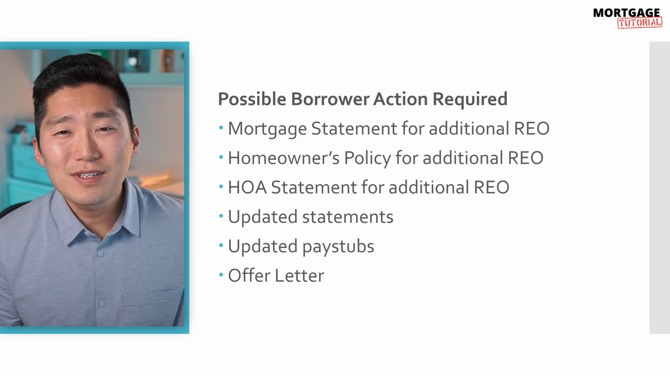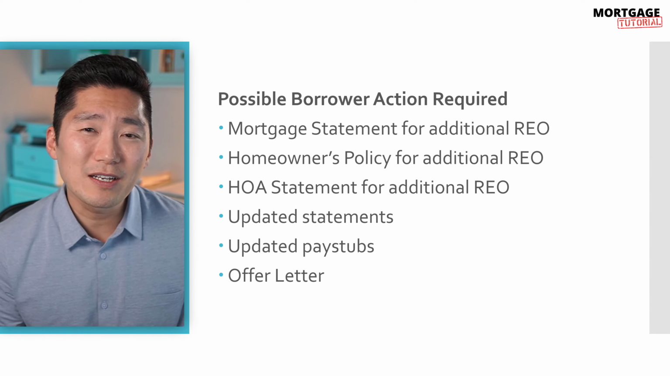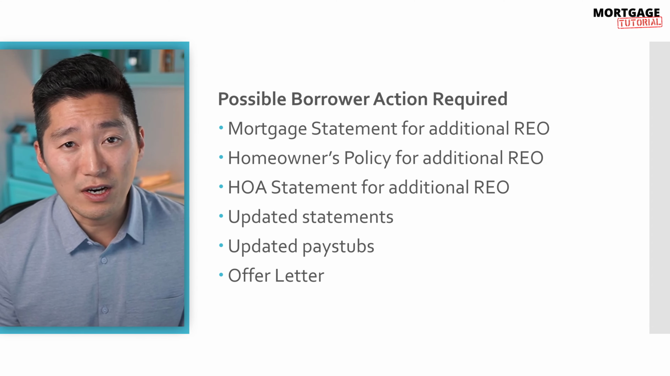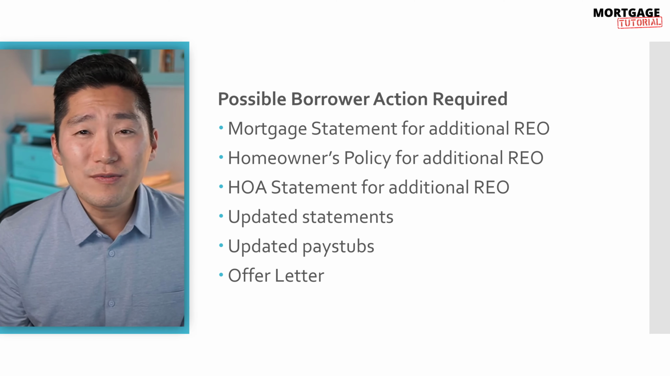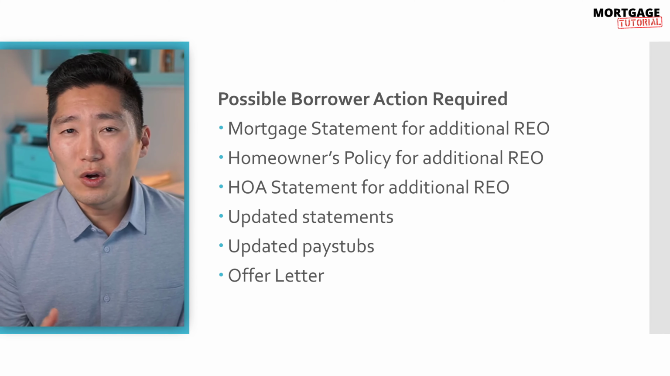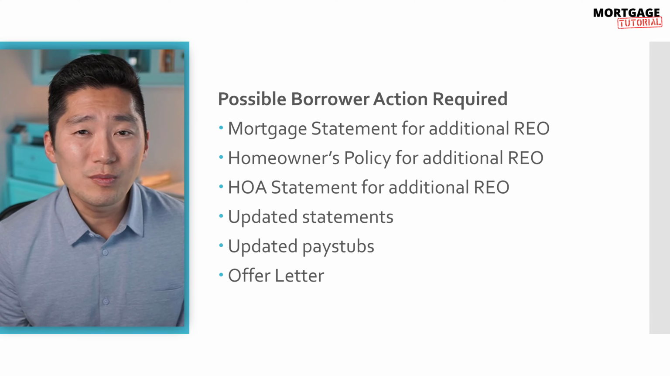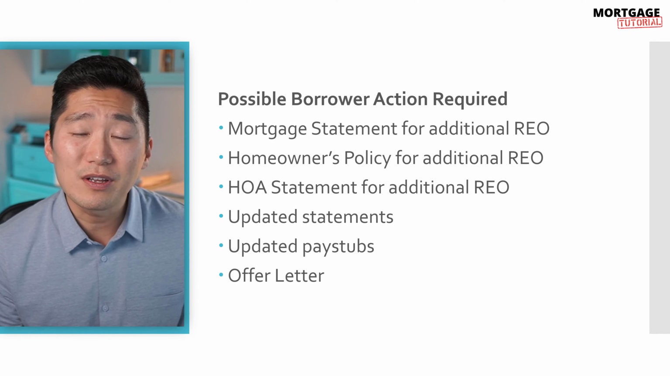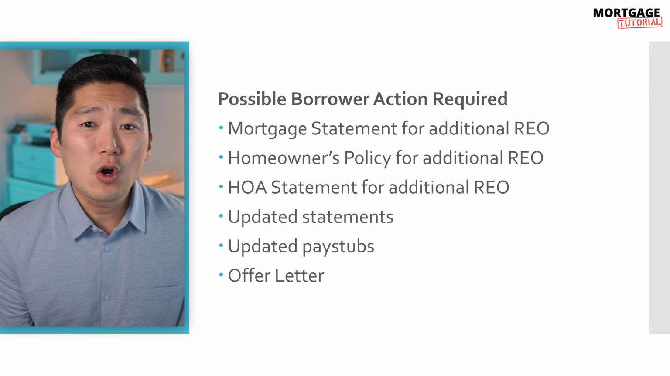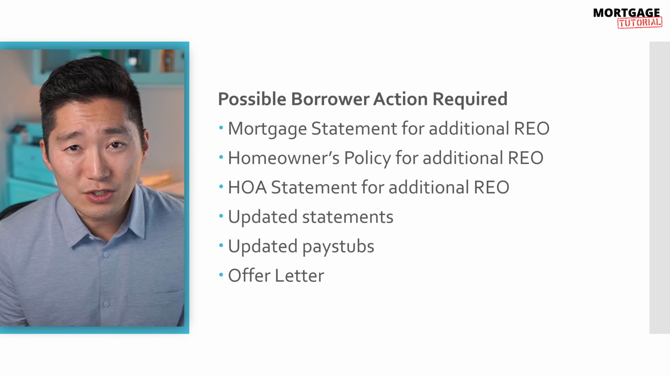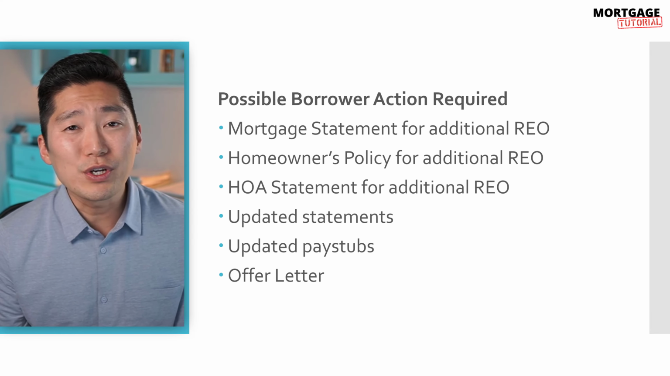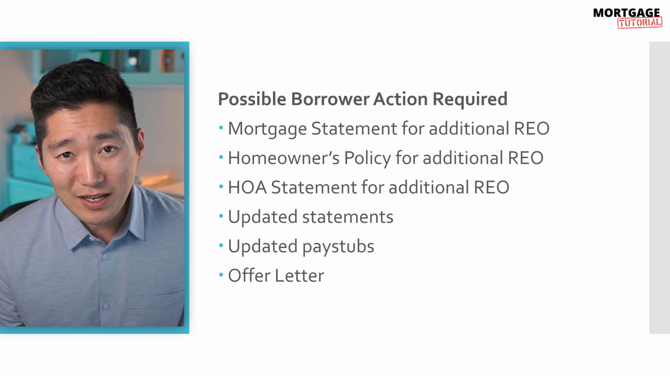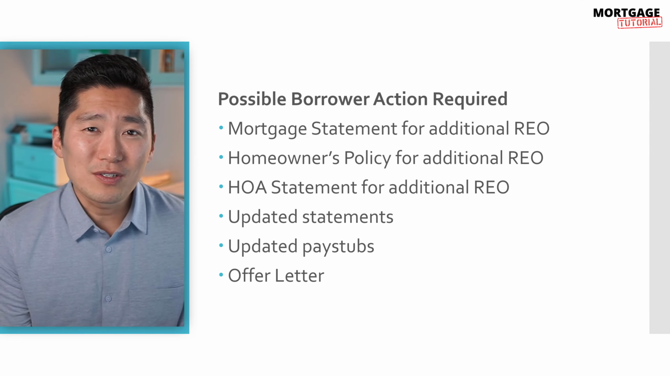So the last part of this is going to be possible conditional items that might require your action or attention depending on your situation and scenario. So for example, mortgage statement for additional real estate owned. If you own an investment property or a second home, the underwriting team is going to want the latest mortgage statement for that property if you have a mortgage on it, as well as a homeowner's insurance policy for that additional real estate owned, regardless of whether there's a mortgage or not, as well as the HOA statement for that additional real estate owned if there is an HOA there.